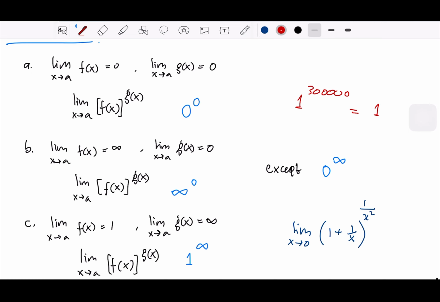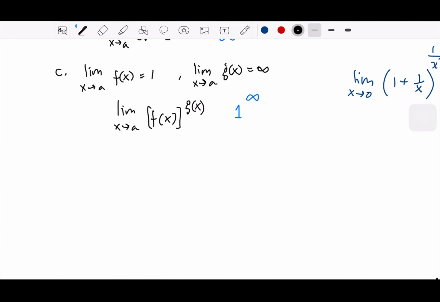We take the log. Why do we need to take the log? Because we want the power to come to the front. So let's look at a couple of examples. If we want to compute the limit of x with power of x, for sure this will be a 0 with power 0 situation, right?